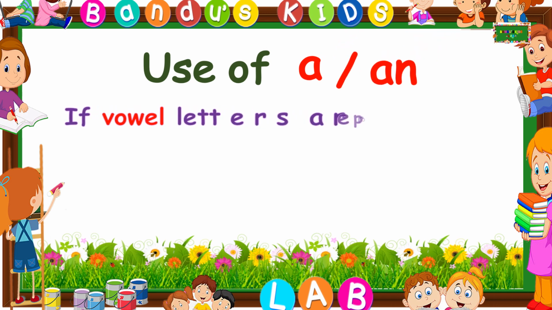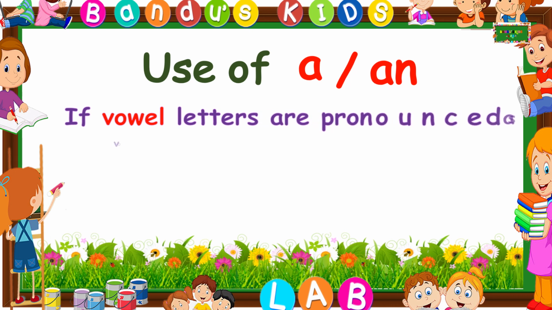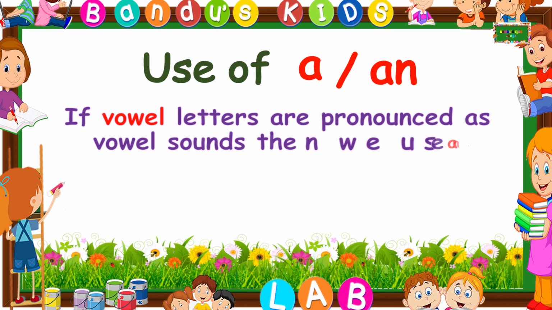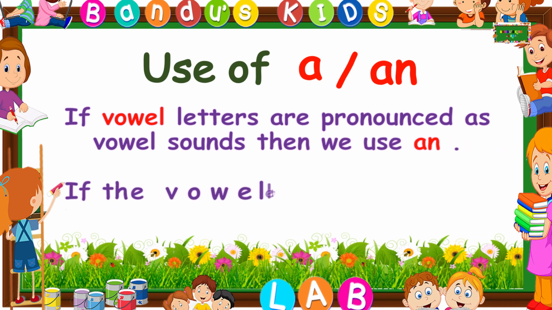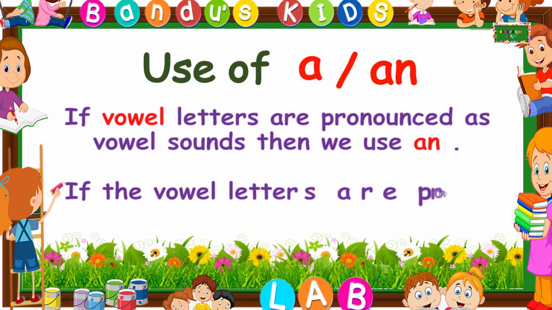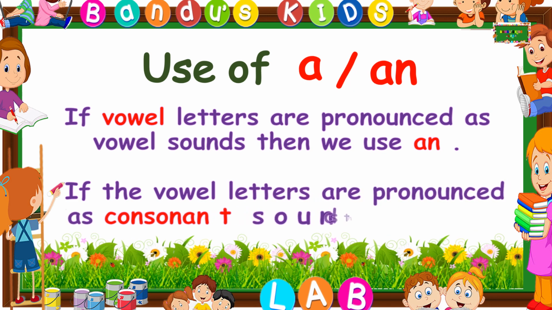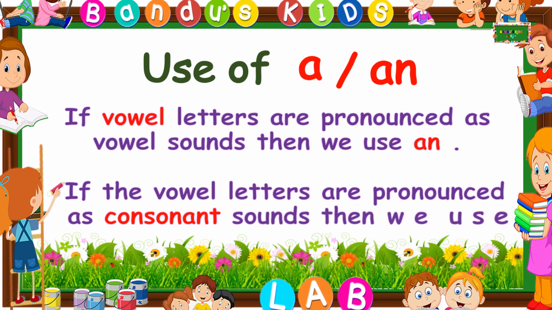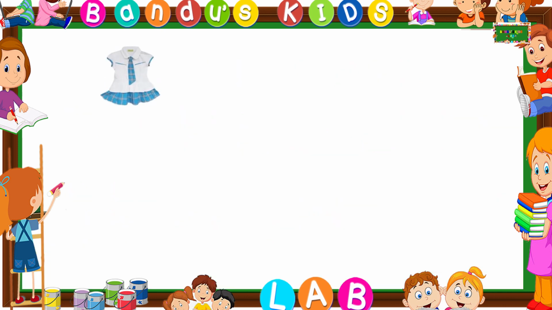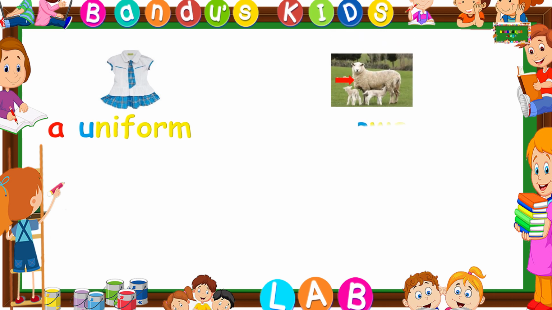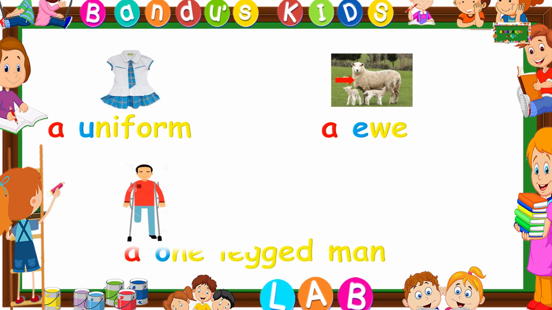That is, if the vowels are pronounced with a vowel sound, then we use AN. But if the vowel letters are pronounced with a consonant sound, then we use A, like a uniform, a you, a one-legged man.